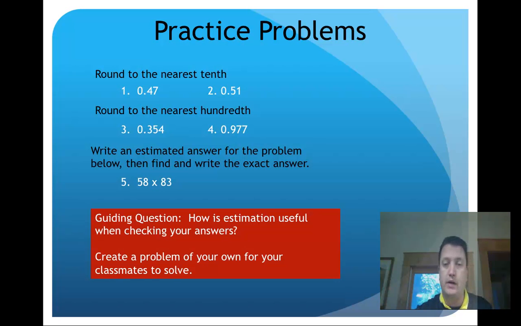How is estimation useful when checking your answers? And I would also like you to create a problem of your own for your classmates to solve.